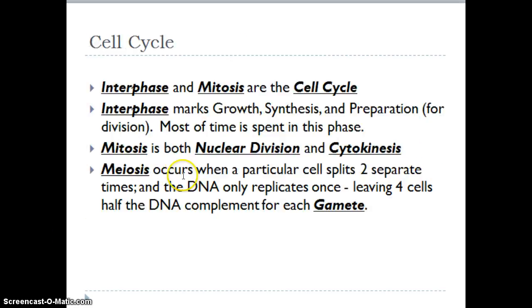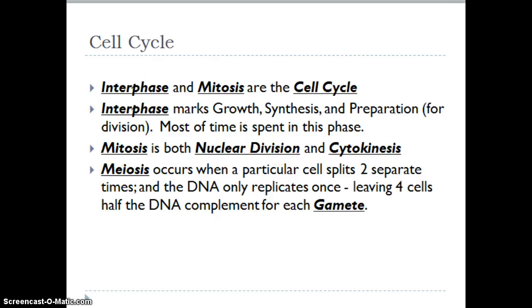Cell cycle: interphase and mitosis are the cell cycle. Interphase is the stationary period where growth, synthesis, and preparation for division occur. Mitosis is both nuclear division and cytokinesis, so the nucleus divides and then the whole cell does.